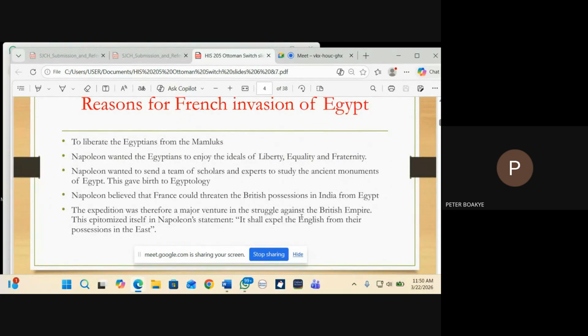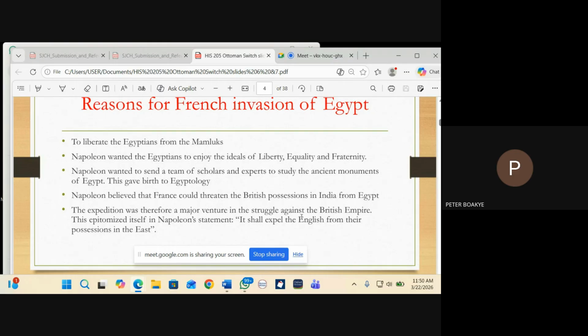Now Napoleon wanted to send a team of scholars again. Another reason was that, so if I ask you in an essay, explain four reasons why Napoleon invaded Egypt, or explain four reasons for the French expedition to Egypt, I think it is going to be very simple for you. Now here I'm talking about another reason that motivated the invasion, and that was that Napoleon wanted to send a team of scholars and experts to study the ancient monuments of Egypt, and this gave birth to what became known as Egyptology.